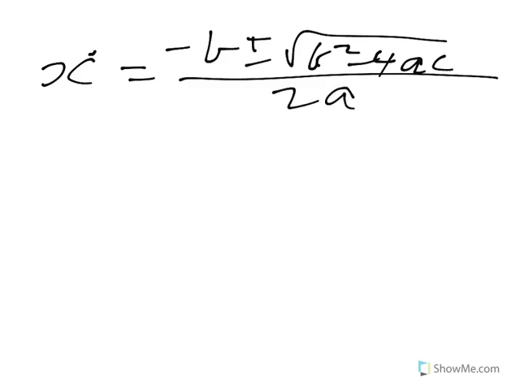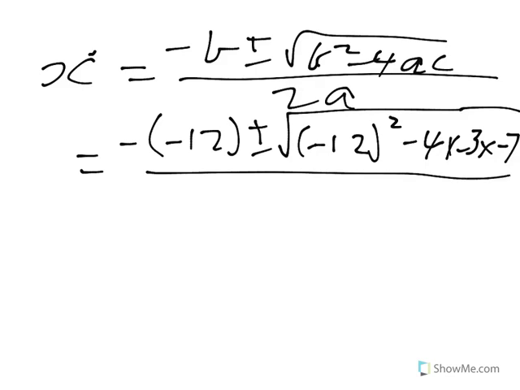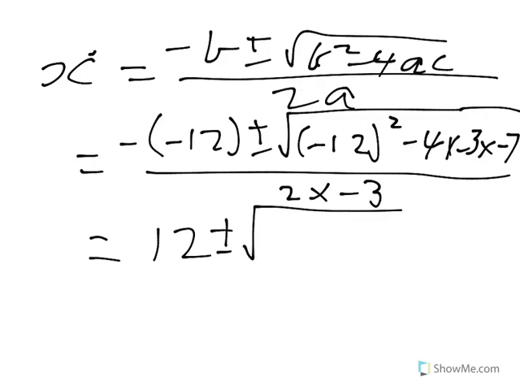And so when we put those things in, the negative of negative 12 plus or minus the square root of negative 12 squared minus 4 times negative 3 times negative 7, all over 2 times negative 3. And when you figure all of that out, that's 12 plus or minus, I've done a fair bit with that underneath there, so that's root 60 on negative 6.